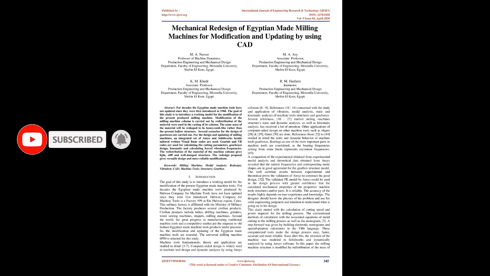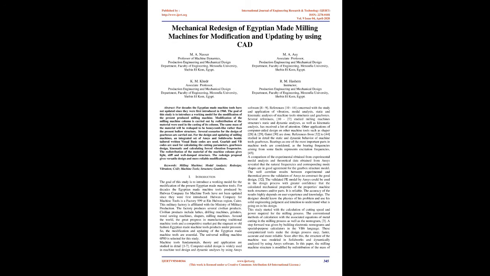Introduction. The goal of this study is to introduce a working model for the modification of the present Egyptian-made machine tools. For decades the Egyptian-made machine tools produced by Hulwan Company for Machine Tools have not been updated since they were first introduced. Hulwan Company for Machine Tools is Factory 999 at Ain Hulwan region, Cairo. This military factory is affiliated with the Ministry of Military Production.